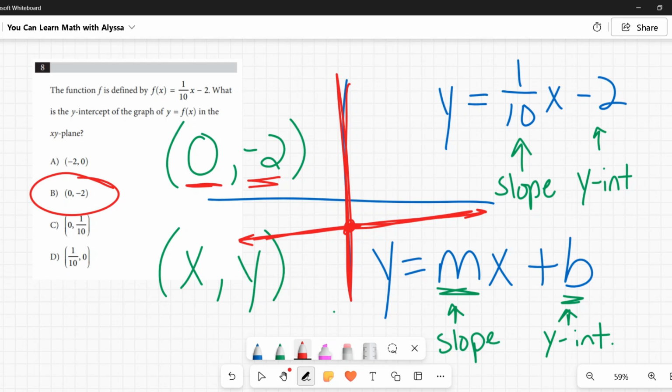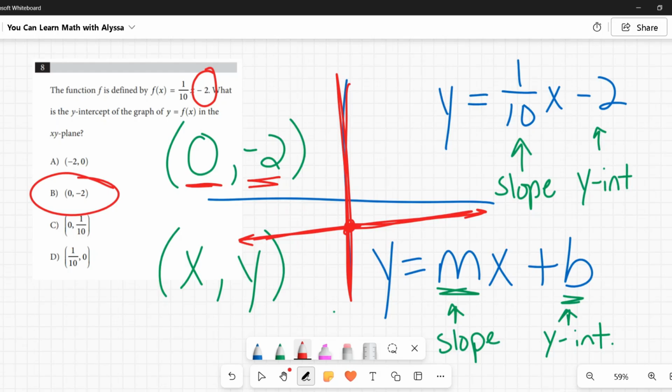So if we have this knowledge that y equals mx plus b is the slope-intercept form, and that means that -2 is my y-intercept, I don't have to take the time to open Desmos or get my graphing calculator and type in f of x equals 1 divided by 10x minus 2, then graph it, then zoom in.